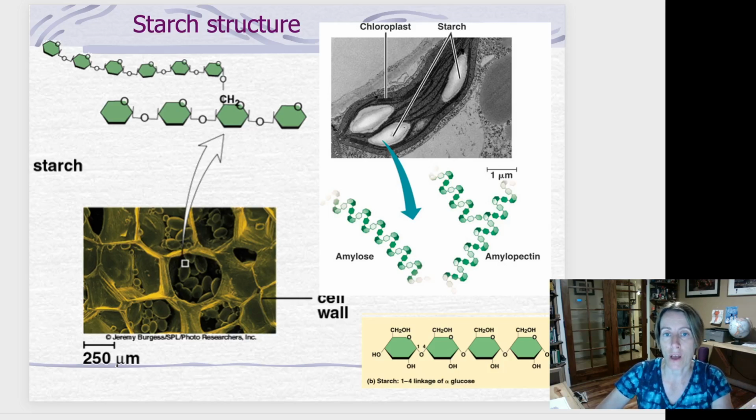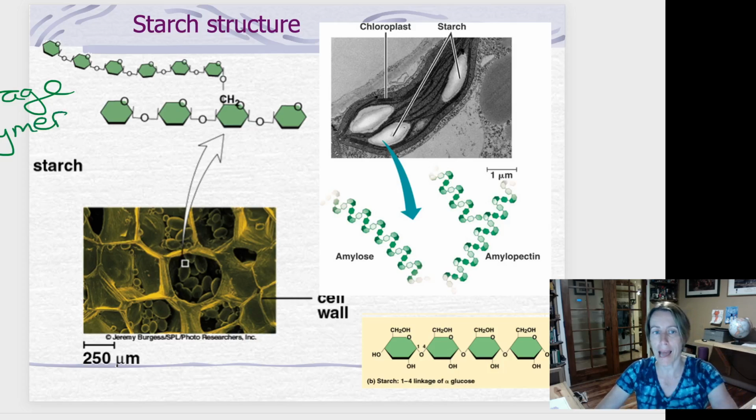All those things have in common, they all are coming from plants, because plants are the organisms that make starch. Animals cannot make starch. It's made by plants. And we call starch a storage polymer of glucose. So it's a polymer, it's a long chain, and it's a way that plants store their extra glucose that they might have hanging around.